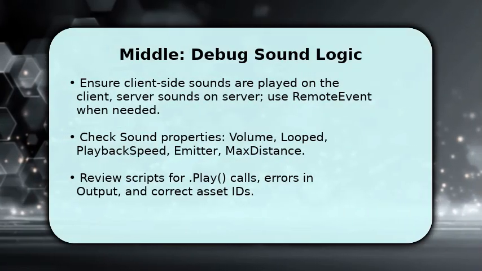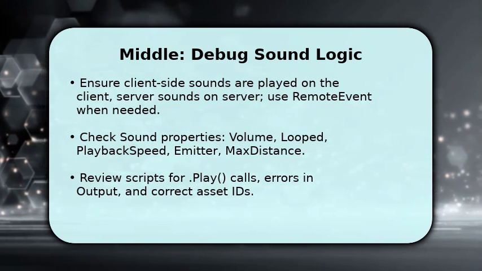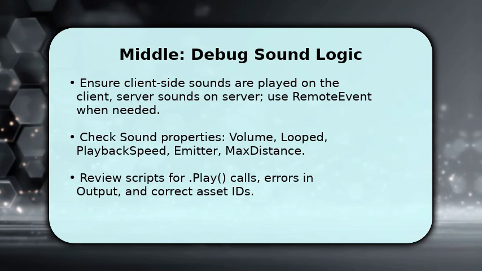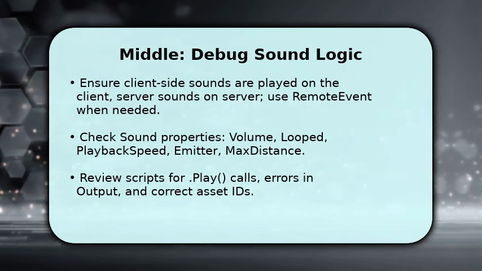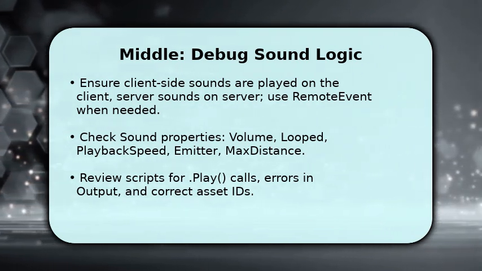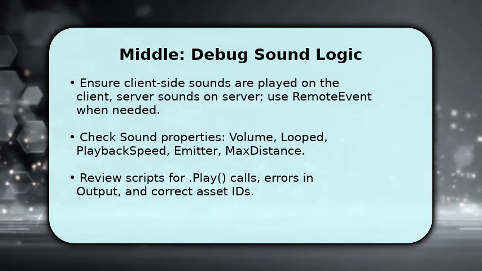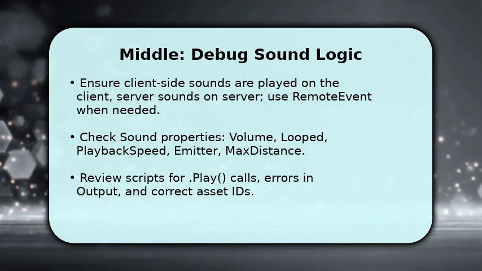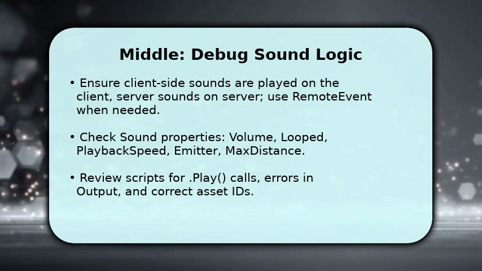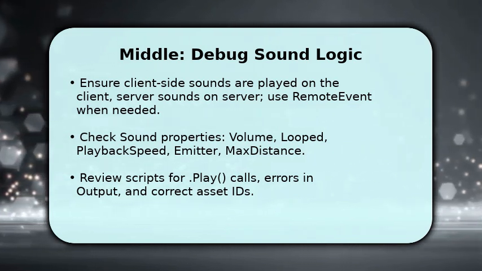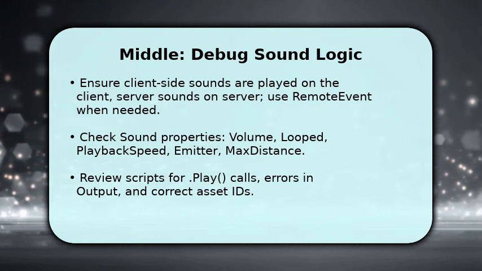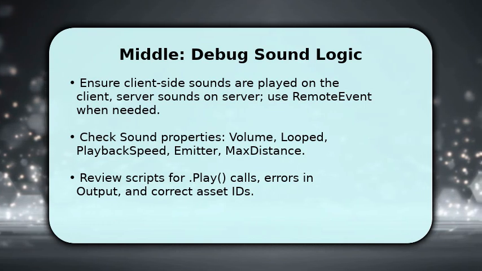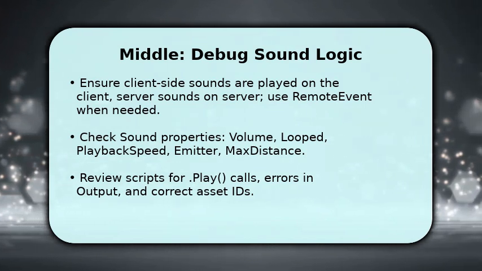Now focus on how the sound is triggered and where it runs. You must play UI or local ambient sounds on the client and global sounds on the server. If you're calling play from a server script for client-only audio, nothing will be heard. Make sure scripts call play and aren't throwing runtime errors. Open Output and search for asset or permission errors. Also verify sound properties like volume, max distance, and emitter. A zero volume or extreme attenuation will make audio seem broken.